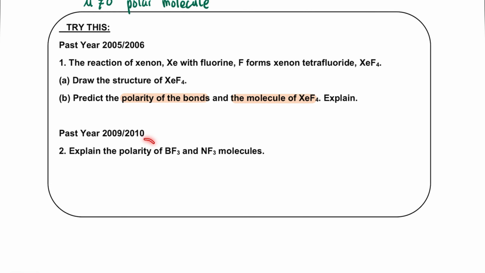And then this one pula, explain the polarity of BF3 and NF3 molecule. Okay, if we want to explain about this polarity punya, mestilah kita kena draw dia punya Lewis then determine dia punya molecular geometry for both molecule. Then only you can tengok betul-betul lah dia simetri ke tak simetri ke, shape tu polar ke non polar ke, then baru explain.